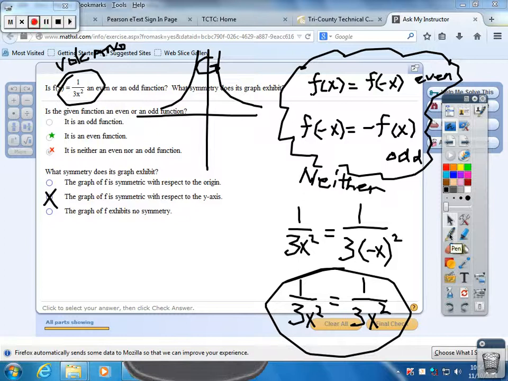Like 1 over x. I think 1 over x is... I can't remember. I have to look at it. All right, let's go to the next one.